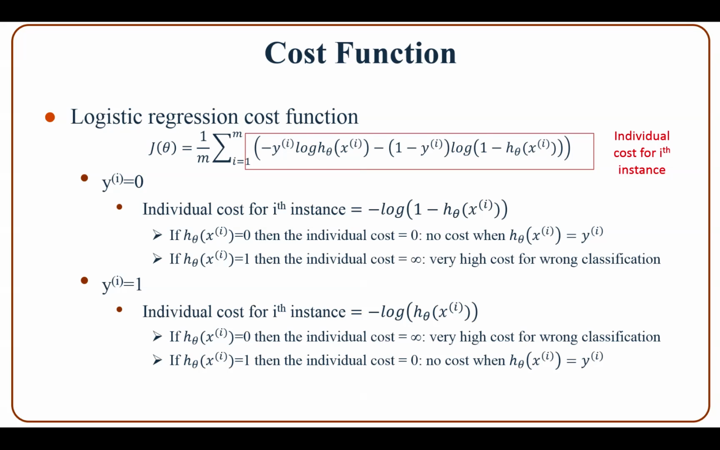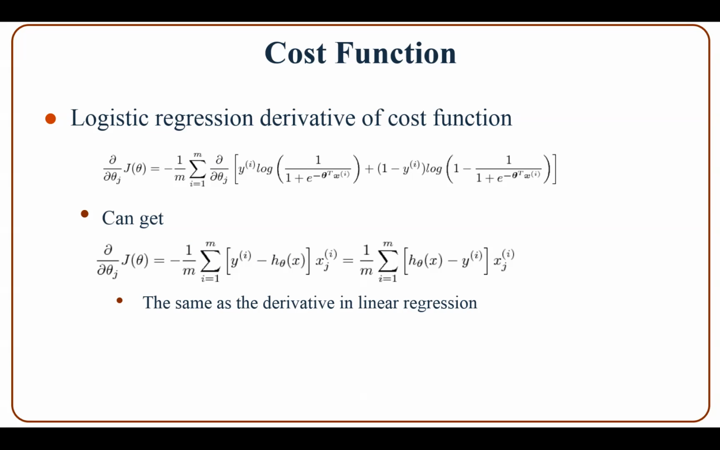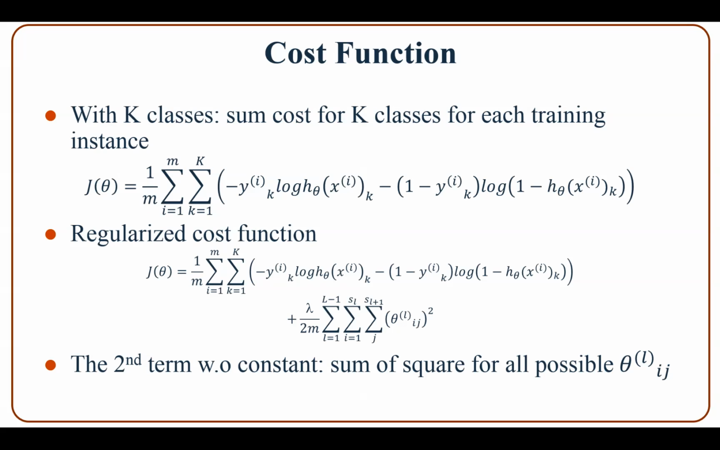Let me bring you back a little bit to logistic regression, and this is a cost function for logistic regression. Taking the derivative of the cost function, what you get is this, and this is the same as the derivative in linear regression. In neural networks, the cost function is very similar, except that you have another sum for k from 1 to capital K here, and that is the sum cost for k classes for each training instance.